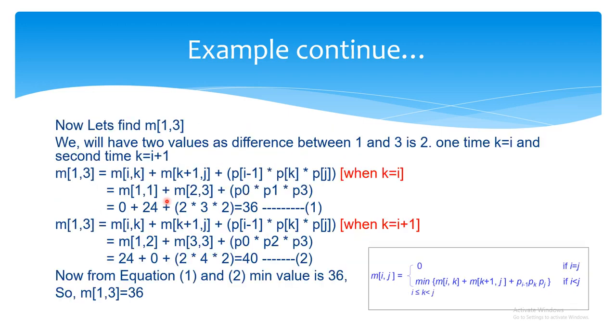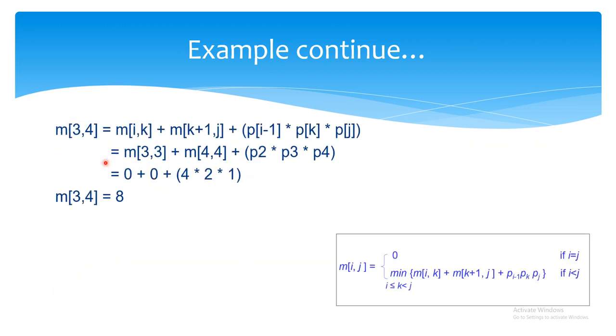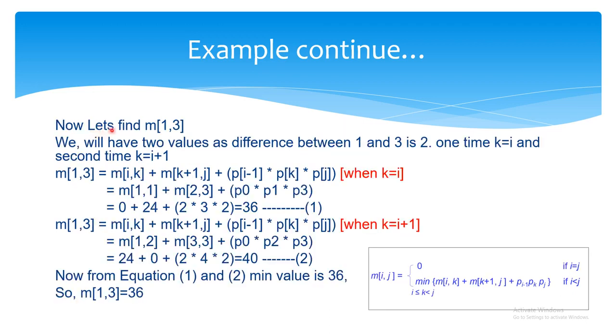Now the most important thing: this was very easy when the difference between i and j was only 1. But sometimes the difference between i and j can be more than 1. Here in this case it is 2, so you will have two different equations. In the first equation you take k equal to i, and in the second equation you take k equal to i plus 1. If you have a difference of three, then again you can go for k equal to i plus 2, like that.